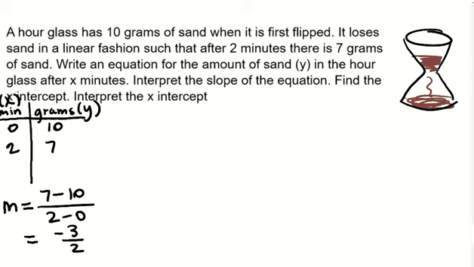So our equation is going to be y equals negative 3 halves x plus b, the y-intercept. But then I see over here, when x is 0, y is 10, so that's going to be the y-intercept. So negative 3 halves x plus 10. Okay, and that kind of makes sense because at the beginning you start with 10 grams, and then over time, as x gets bigger, we're multiplying by negative 3 halves, we're losing sand.